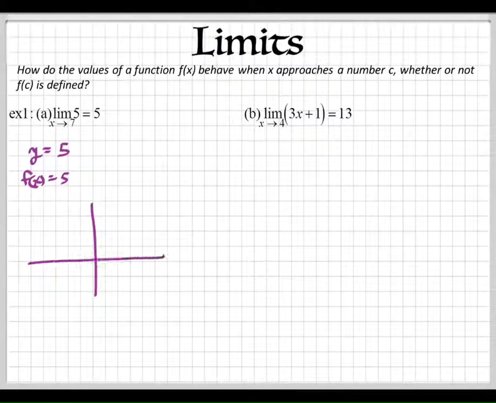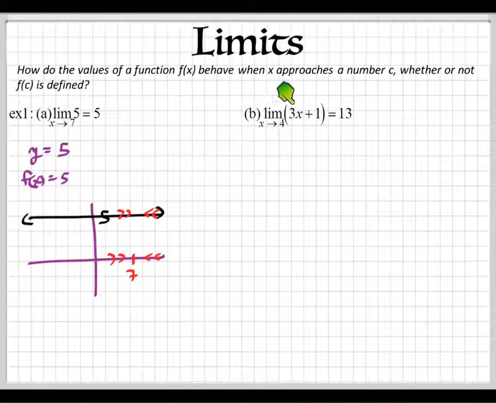So if I look at this function, it's going to be at 5. At y equals 5. If I were to approach 7, let's say 7 is right here, if I'm approaching 7 from the left and from the right up here, what y value is it approaching? It's approaching 5. That's why it's 5. So whenever you have a constant, pretty much that's what your answer is going to be for limits.